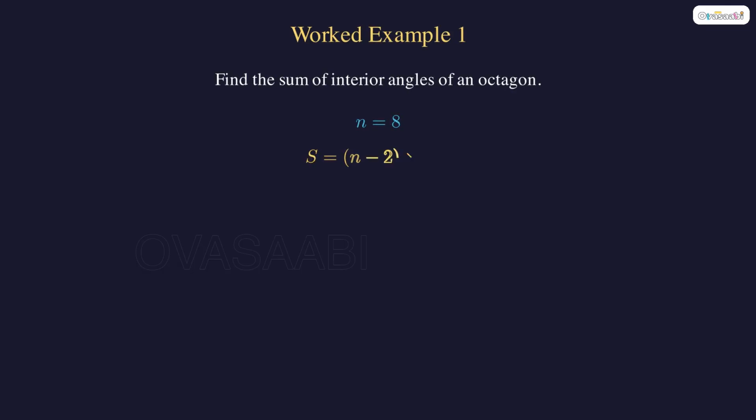Example 1. Find the sum of interior angles of an octagon. An octagon has 8 sides, so n equals 8. We substitute into our formula, n-2 times 180.